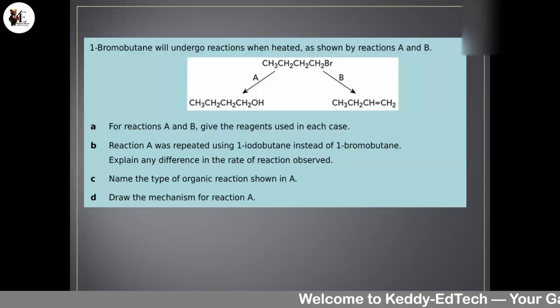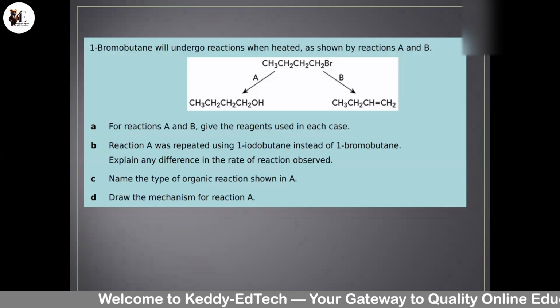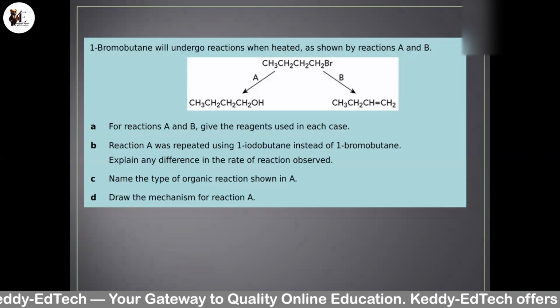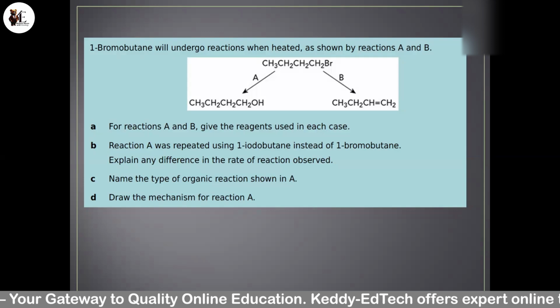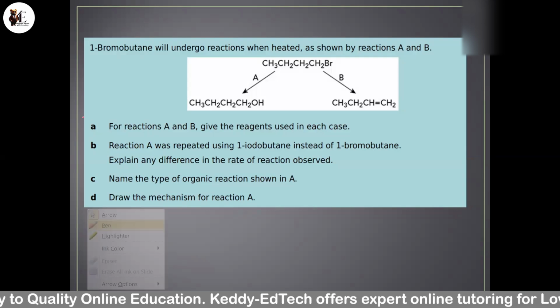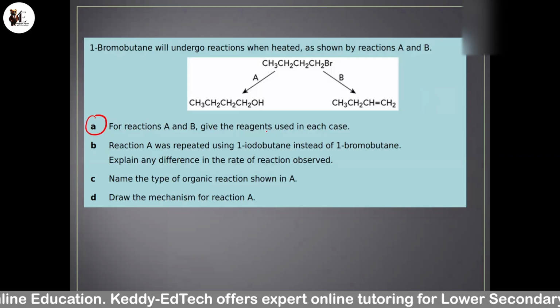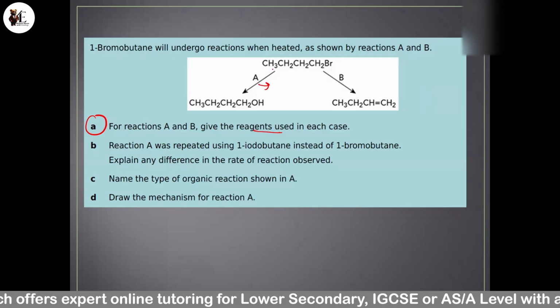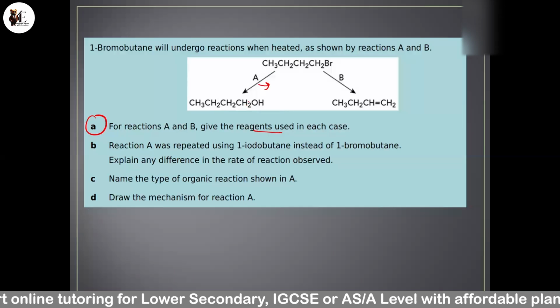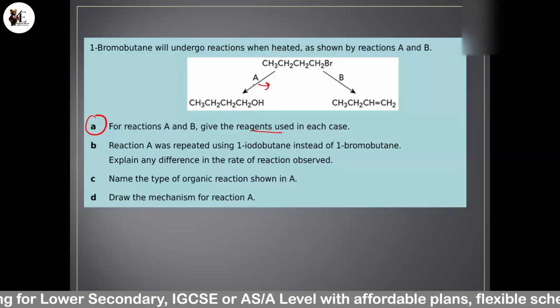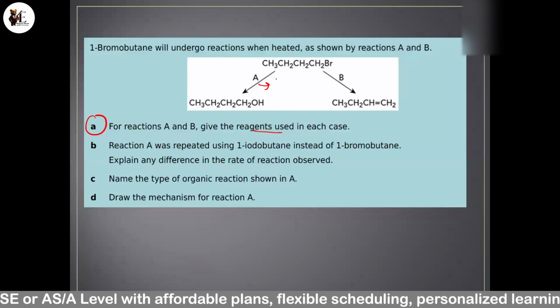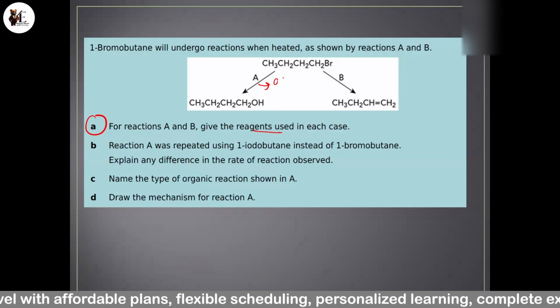To solve this question, 1-bromobutane will undergo reactions when heated as shown by reactions A and B. For reactions A and B, give the reagents used in each case. So in reaction A, what should be the reagent used? It is the conversion of 1-bromobutane to 1-butanol. So this is your nucleophilic substitution reaction. So what should be the reagent you are using here? Aqueous NaOH, right?